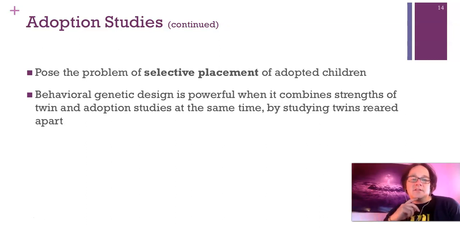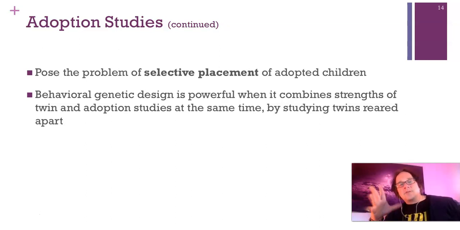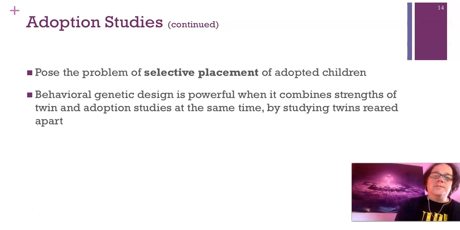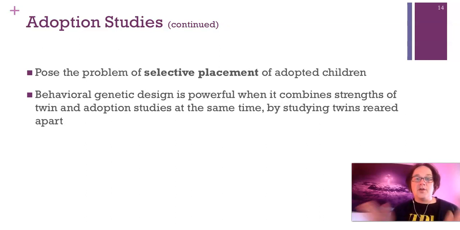So when it comes to adoption studies, this final point here, that behavioral genetics adoption studies can be a pretty powerful design when it comes to the strengths of twin and adoption studies at the same time. Let me just rephrase that. If you combine twin studies with adoption studies, you get the best of both worlds, while minimizing any kind of limitations. And how do you do this? Well, you can study identical twins who have been reared together or reared apart. So basically identical twins who have grown up together and identical twins who were separated at birth.